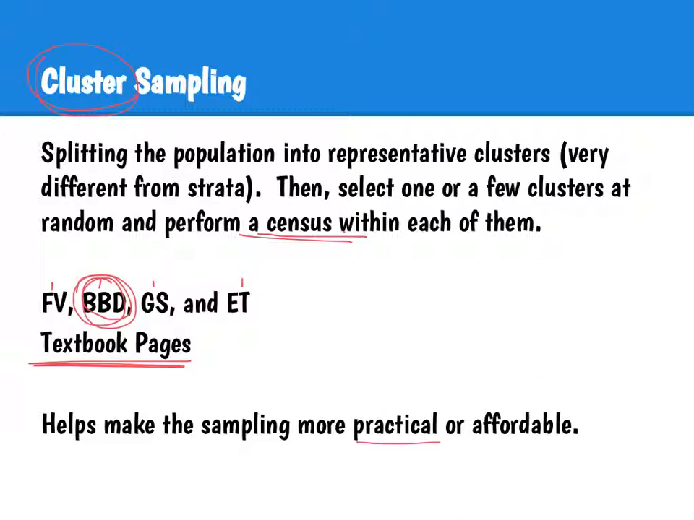This is typically practical and affordable. You still have to have randomness, so you have to randomly pick your group, but then you do a census of that group.